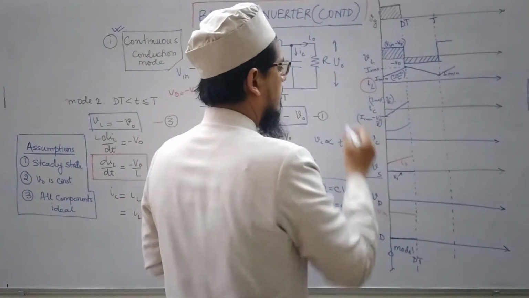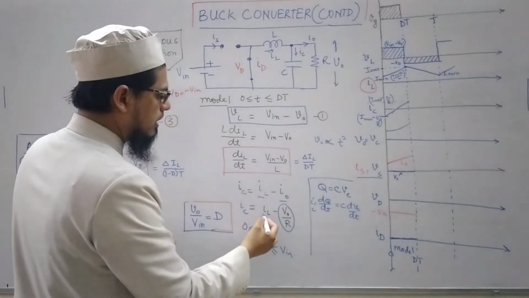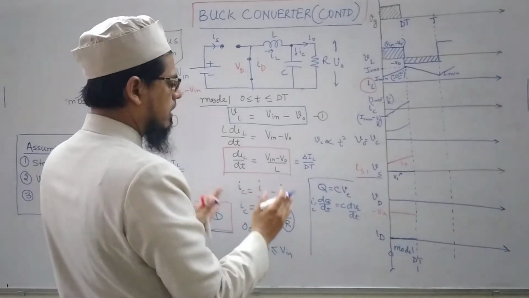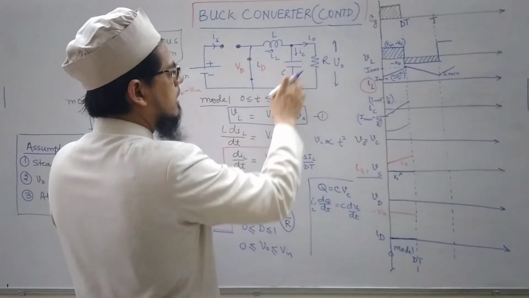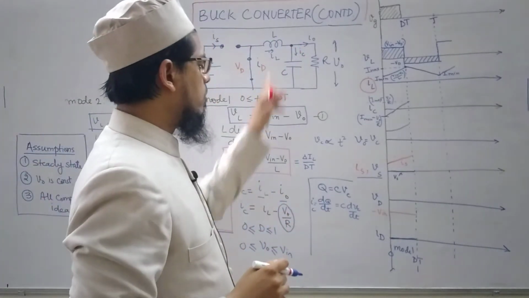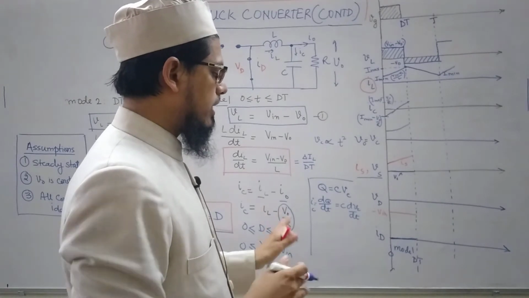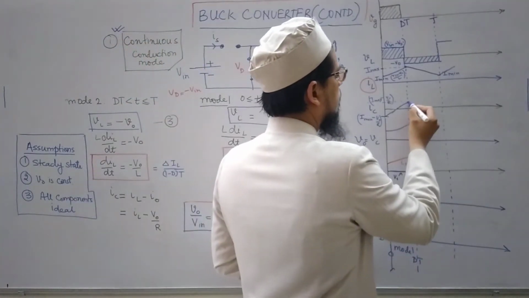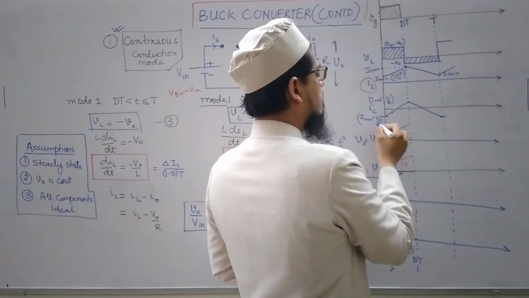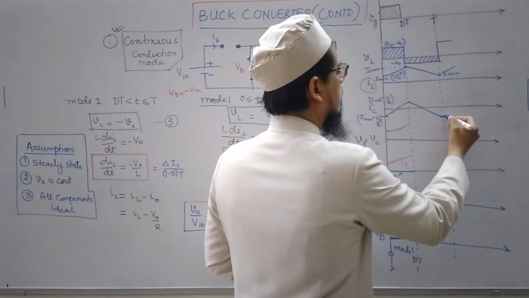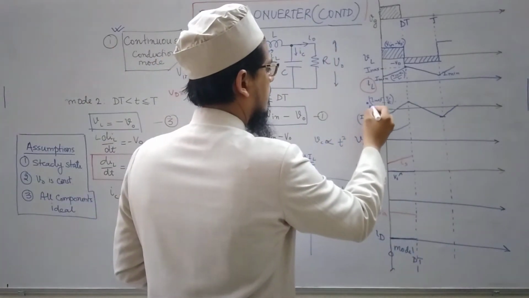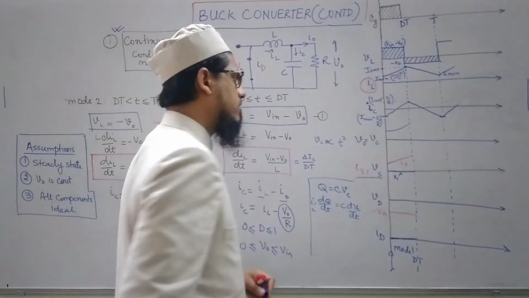Let's take now IC. IC, I had told you, equals IL minus V0 by R. This relation will hold good in the second mode also. You could see here we can apply KCL in this mode also, and you will get the same expression. So IL minus V0 by R. So it would look somewhat like this. Okay. So minus V0 by R will be this value, and then again it will increase. So this is IC, the current through the capacitor.